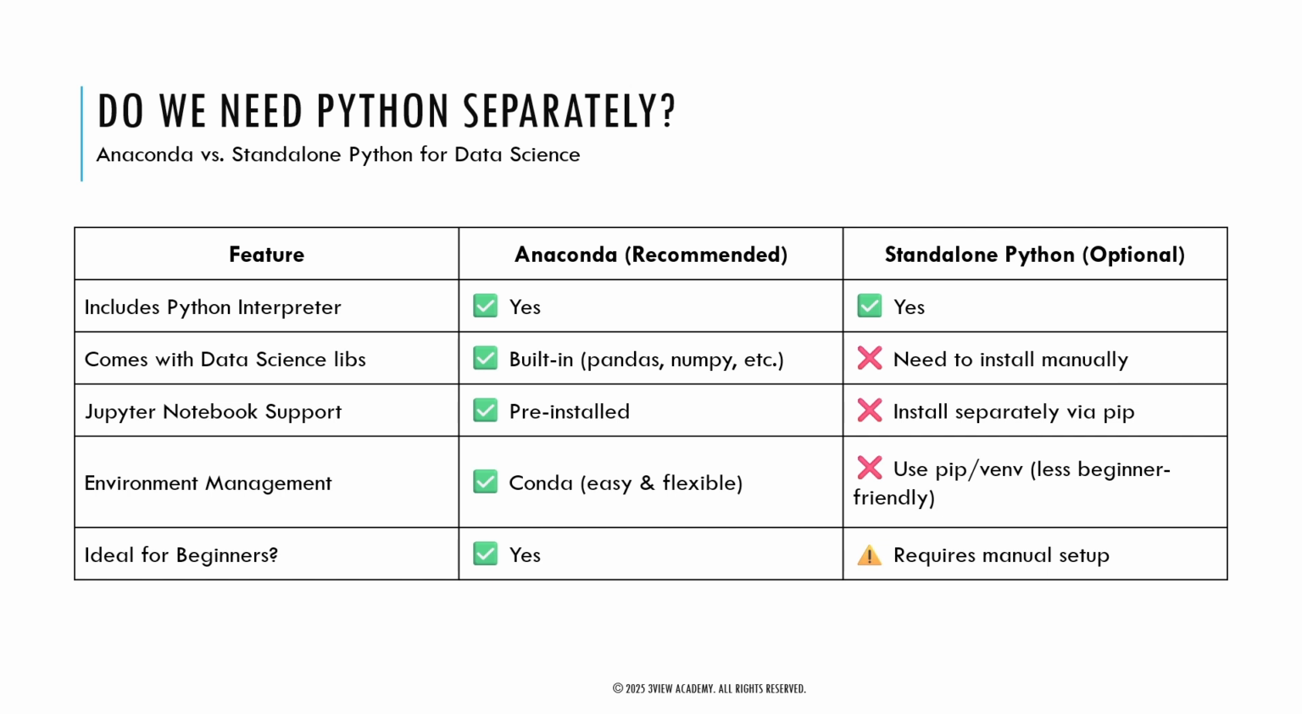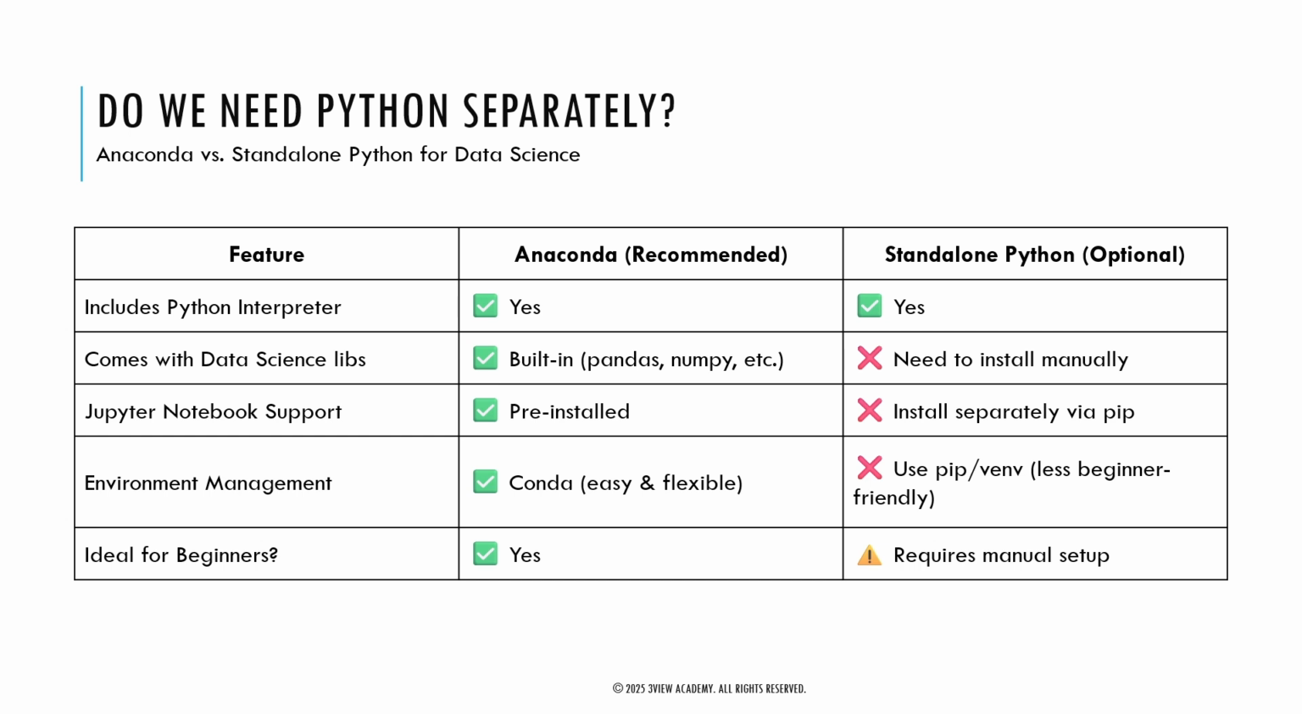Another question is, do we need Python separately? We have seen that Anaconda comes with Python built in, so you don't need to have Python installed separately. If you want to install Python without using Anaconda, you can install it separately, but it is not required. If you are a beginner and only using Python for data science, then Anaconda is perfect for you.